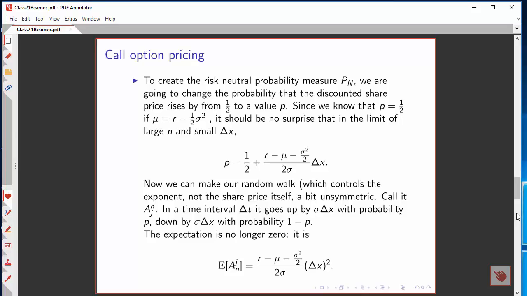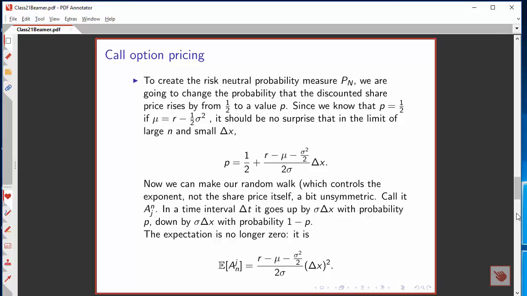Now we can start thinking about how to price a call option. We're creating the same sort of risk-neutral probability measure that we did with the binomial distribution last time. We're going to change the probability for the share price to rise from 1/2 to some appropriate value, which we'll call p. And we know that p will equal 1/2 if the drift happens to equal r minus 1/2 sigma squared.